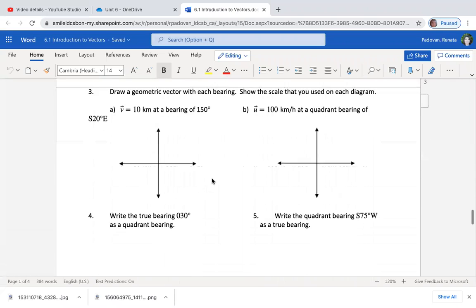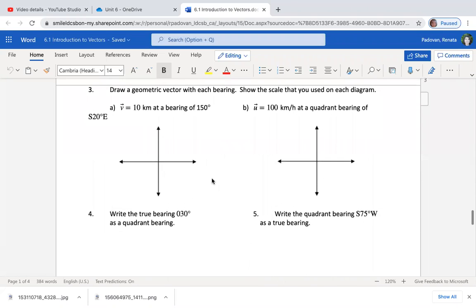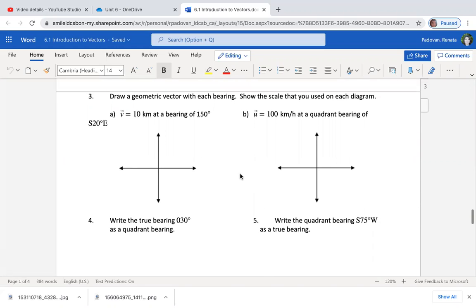Drawing now, like we said, comparing it to, still on the first page, let's say number 2, drawing the vectors. Let me see if anything is thrown off here. Yeah, a little bit. Draw a geometric vector with each bearing that's given to you, right? Show the scale that you used on each diagram, because obviously, so here we have a vector V and it's equal to 10 kilometers. So what I mean by the scale is I'm obviously not drawing something that's 10 kilometers long.